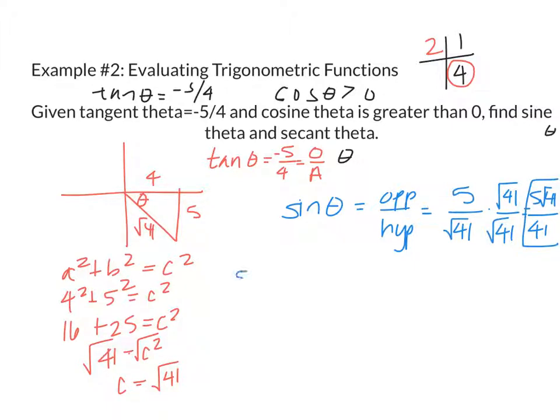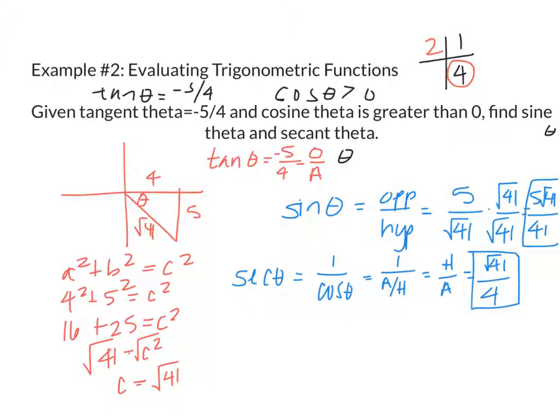All right, secant theta, then, remember, is the reciprocal of cosine, which would be 1 over cosine theta. As a reminder, cosine is adjacent over hypotenuse. So if it's the reciprocal of that, then we're really looking for hypotenuse over adjacent. Our hypotenuse is the square root of 41, and the adjacent side length is 4. So square root of 41 over 4 is secant theta.